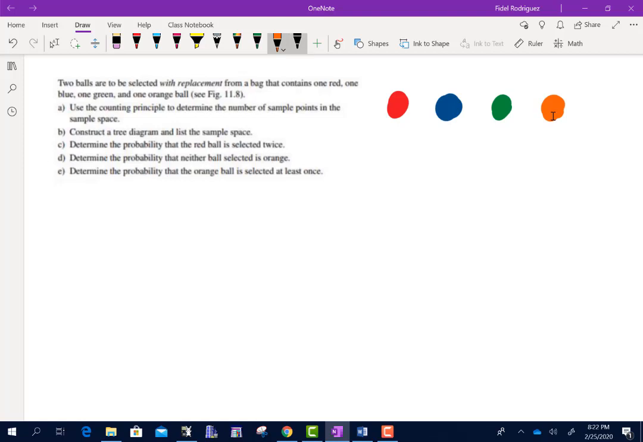Okay. So now let's come back, and it says we're going to select 2 balls from here, okay? And we're going to replace it. So what does that mean? The first time we choose one of these, we have 4 choices, okay? But whatever ball we selected, we put it back. So the second time I choose, I still have 4 choices, okay? So that tells me we have a total of 16 options here, okay? Now, we're going to do our tree diagram.